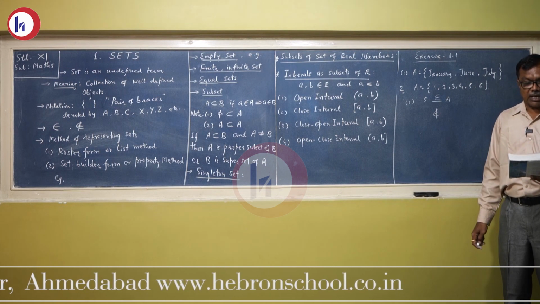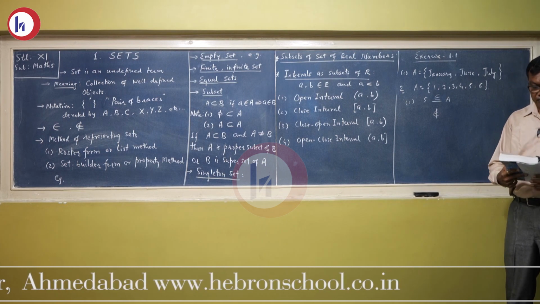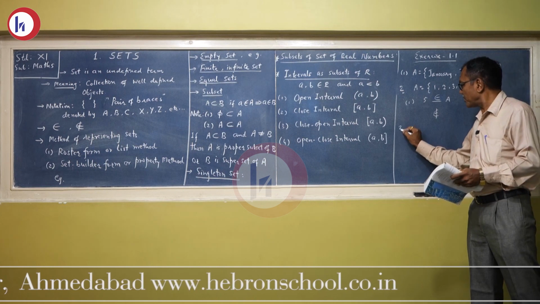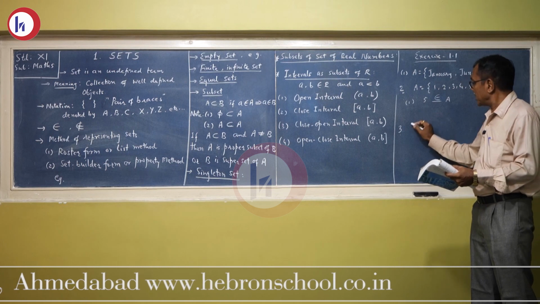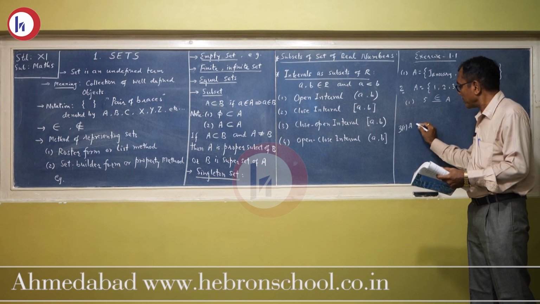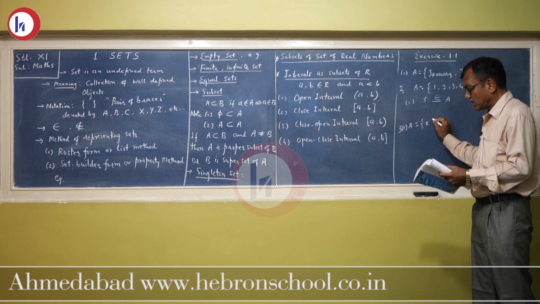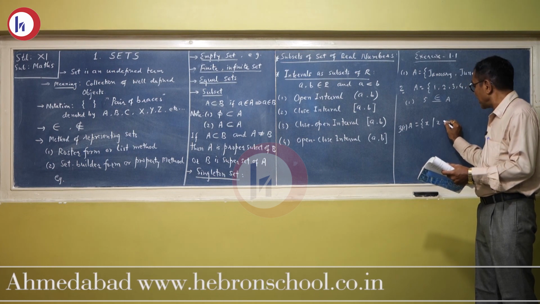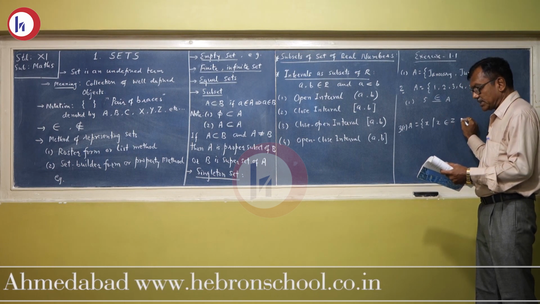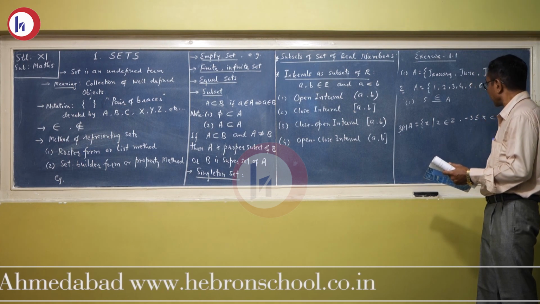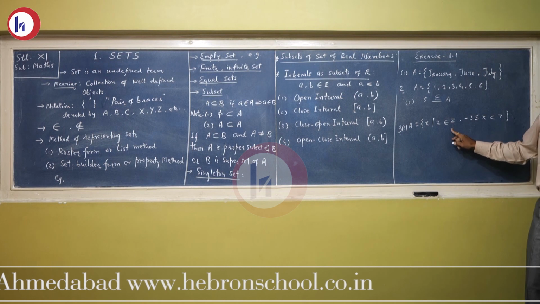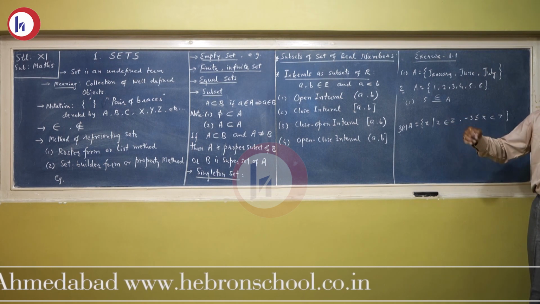Third example: write the following sets in roster form. Let us see the first one. A equals the set of X, where X is an integer, X belongs to Z, and minus 3 is less than or equal to X, less than 7. X is an integer. Integer means the element belongs to the set Z.